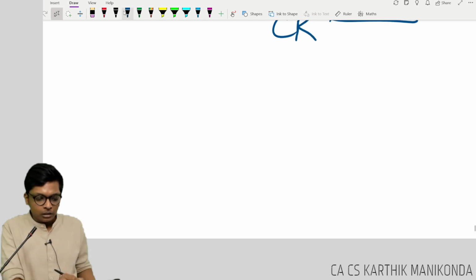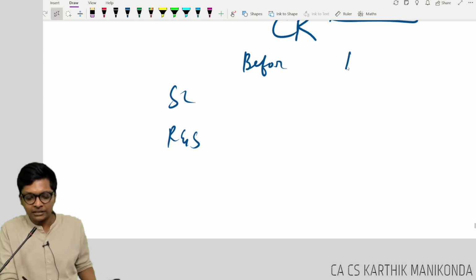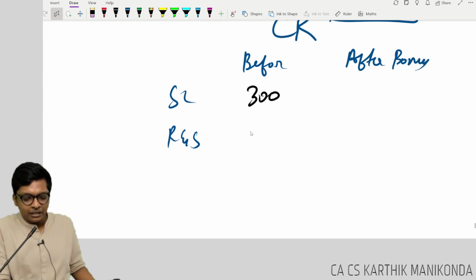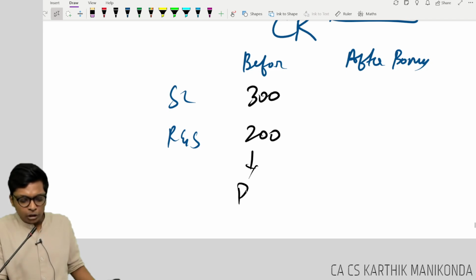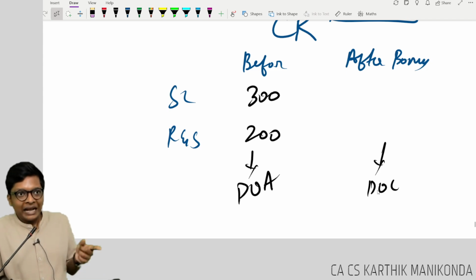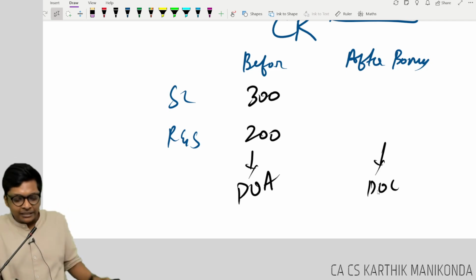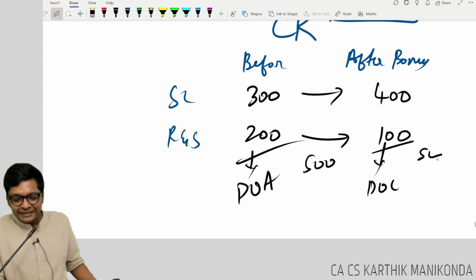Now, share capital, reserves and surplus, before bonus, after bonus. Let's assume share capital before bonus is 300, reserves is 200. This was on the date of acquisition. On the date of consolidation, I gave bonus from pre-acquisition reserves. So let's assume bonus is 100. So reserves will become 100, share capital will become 400. The total remains the same.